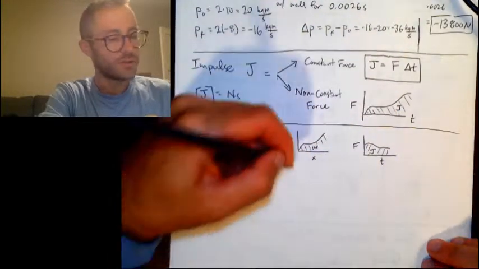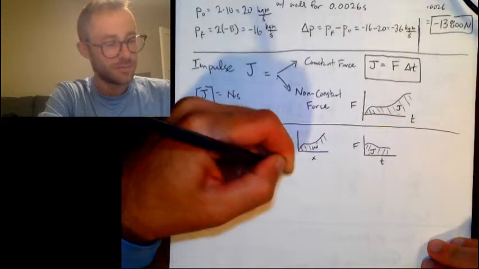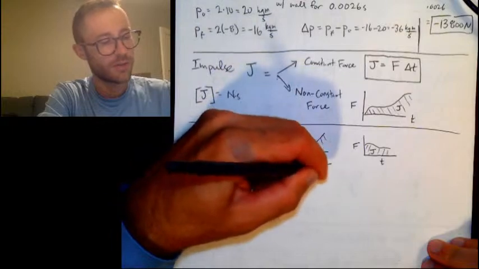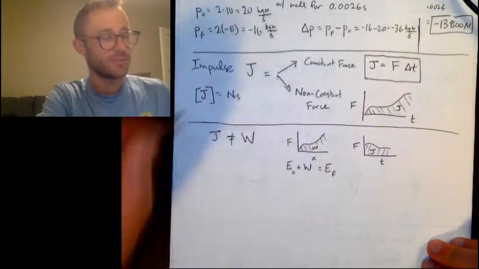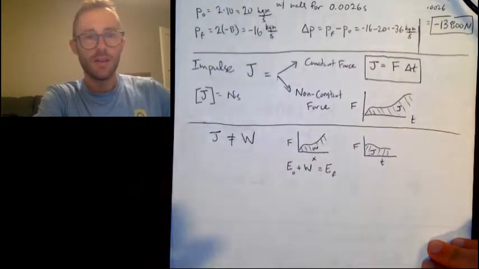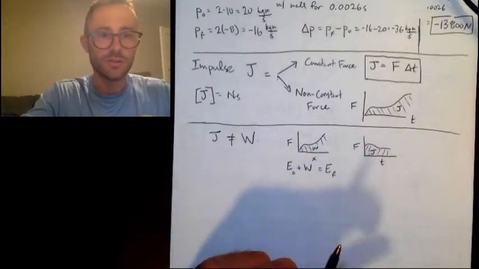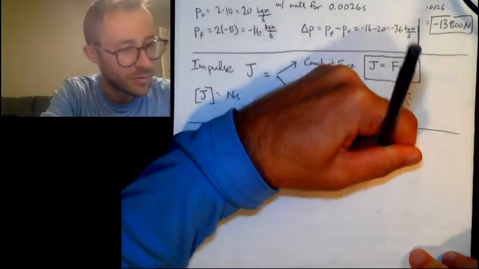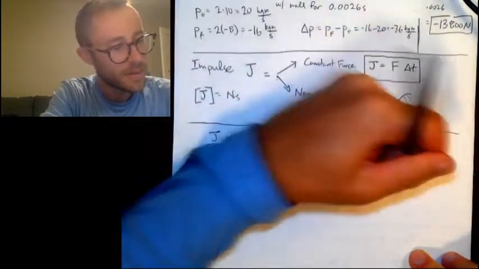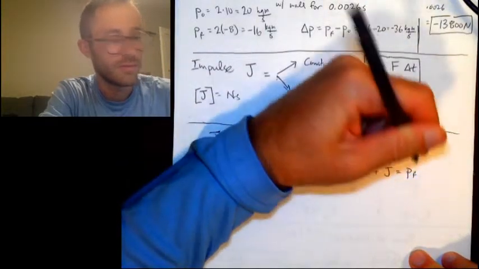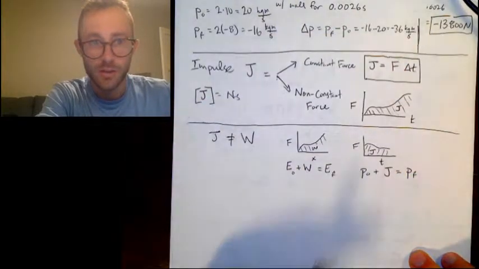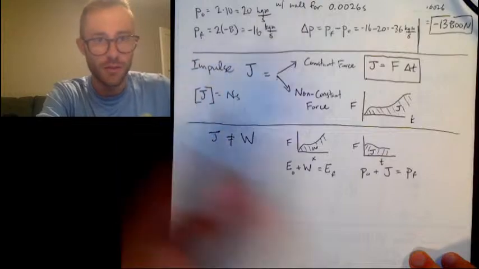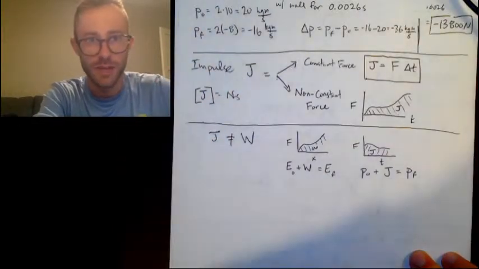Work tells you the change in energy. Initial energy plus the work done equals the final energy. Impulse tells you the change in momentum. P initial plus the impulse equals P final. So basically, impulse is to momentum what work is to energy.